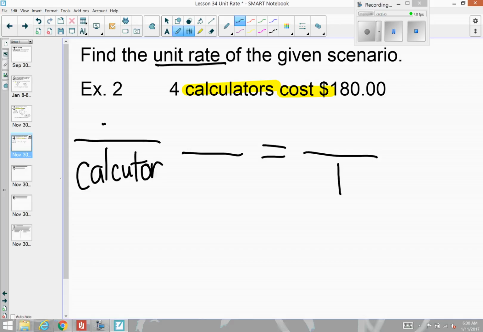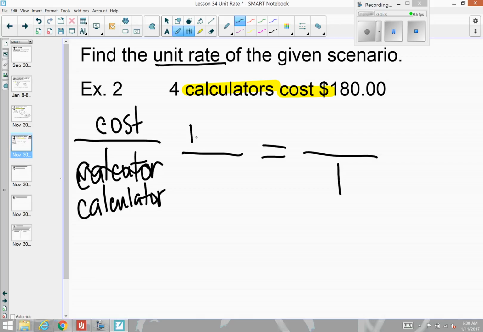All right, so calculator on the bottom. Oh, I spelled that completely wrong, didn't I? This is why I teach math and not spelling.